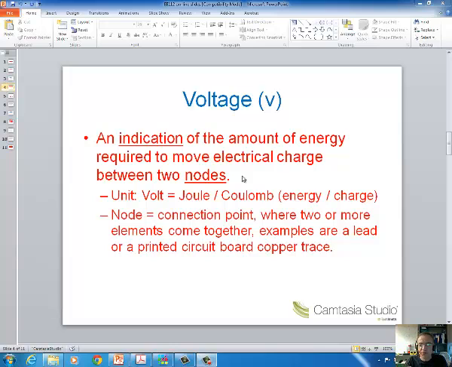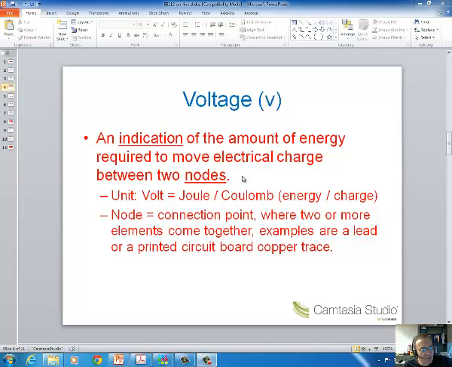On printed circuit boards, here's an example of a printed circuit board. Each copper trace is a node because each copper trace makes a connection between the components that are connected to it. So those are some examples of nodes.